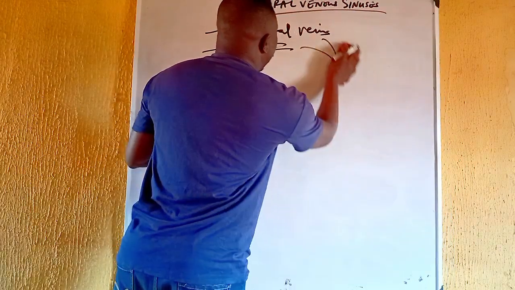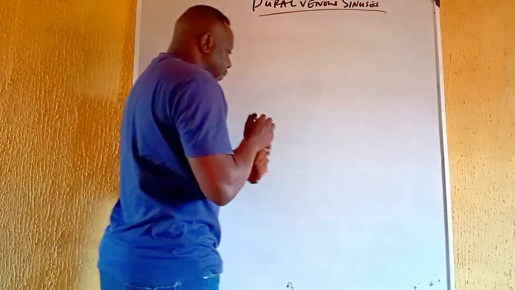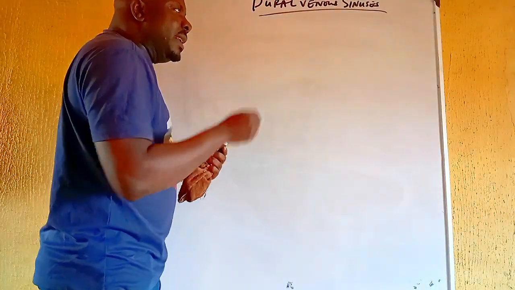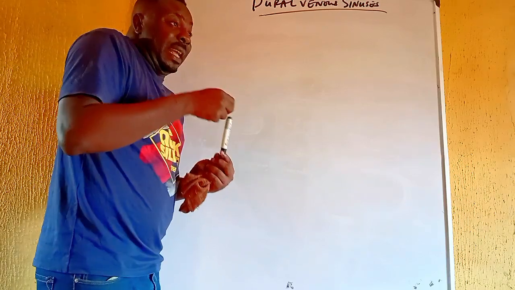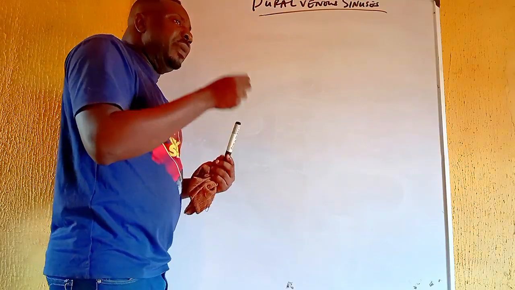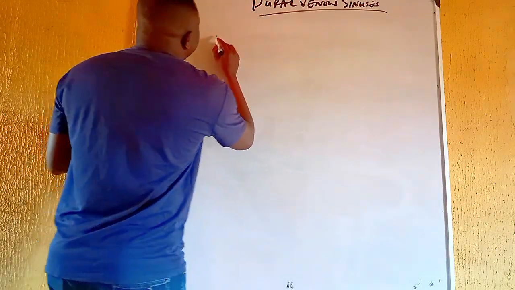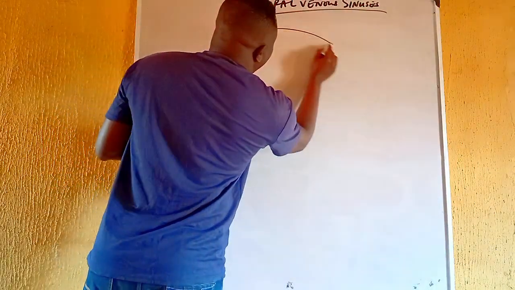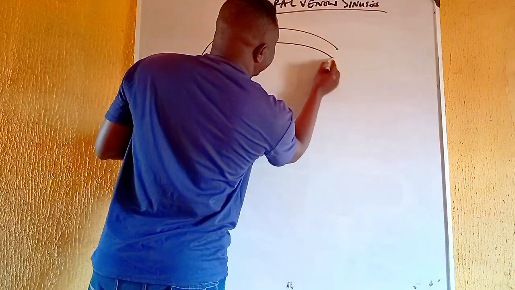Now, it is important to know that the dural sinuses are located in between the periosteal layer, or what we call the endosteal layer, and the meningeal layer of the dural mater. Now, let me draw a diagram. This is the skull bone.